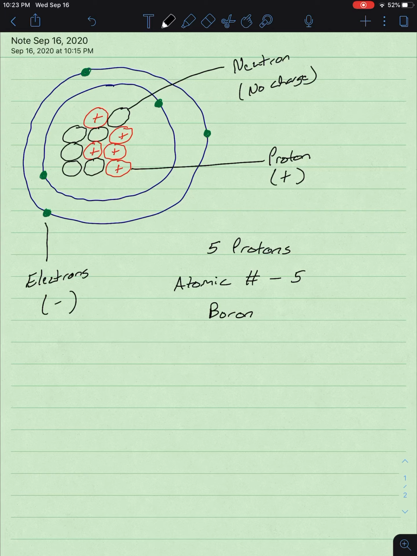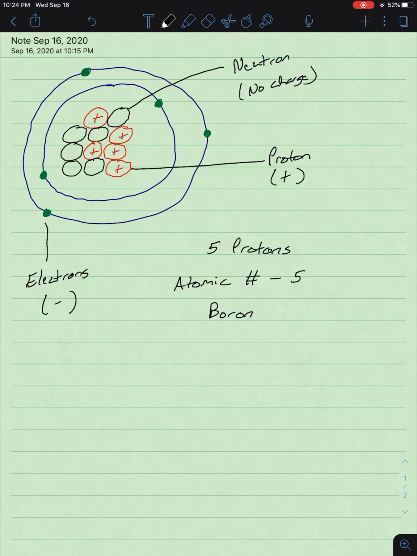Now we need to see: is this an ion or is it neutral? An ion is an atom with a charge on it. It could be a positive or negative charge, depending on how many electrons we have compared to protons. If it has the exact same amount of protons and electrons, then it would be neutral, because you have the right amount of positives and negatives where they balance each other out. So on this one, we're going to see: is this balanced out, or do we have a charge, which makes it an ion?